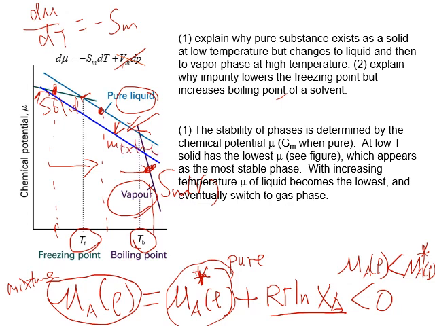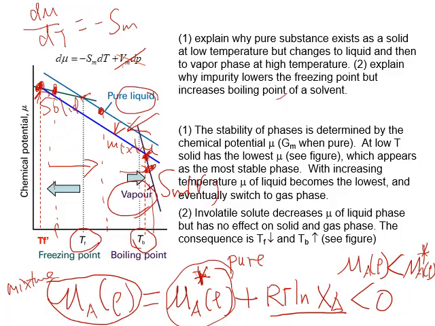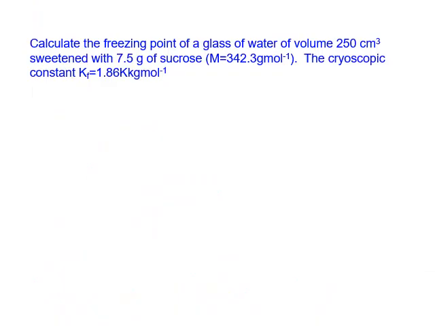Okay, so now where is the new boiling point, new freezing point? You can see here, this will be the new fusion point, and this will be the new boiling point. And from this you can see the freezing point becomes lower, and the boiling point becomes higher. This is the new freezing point.